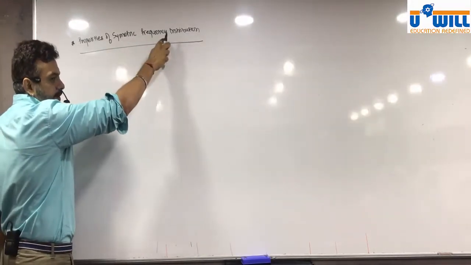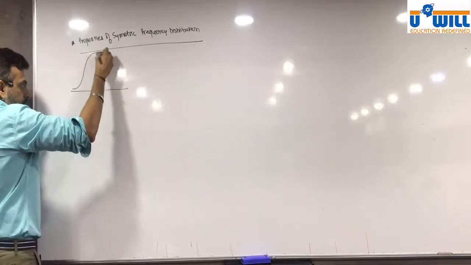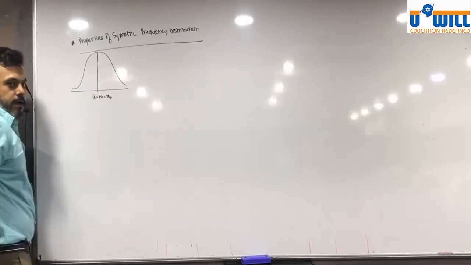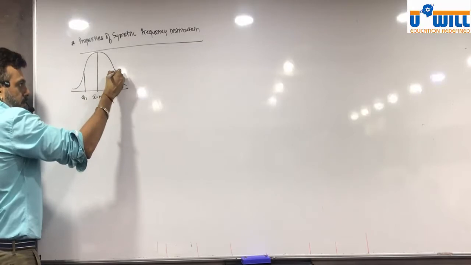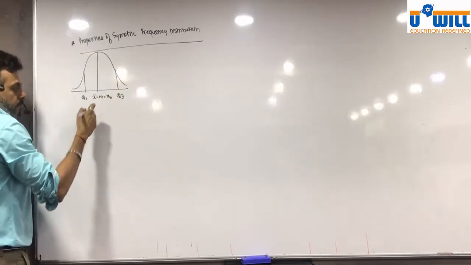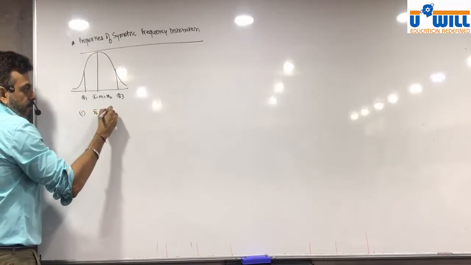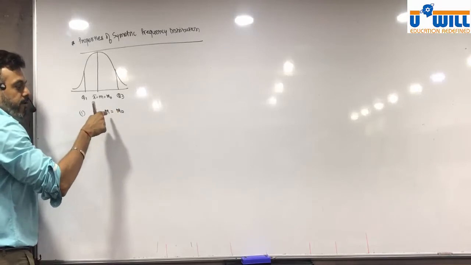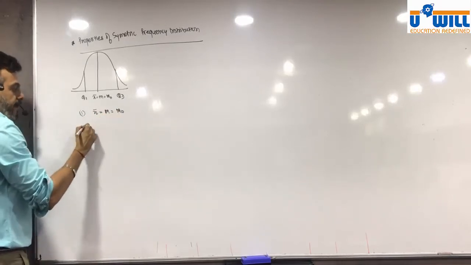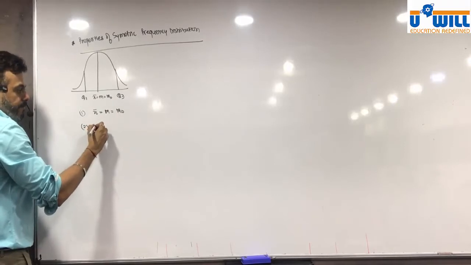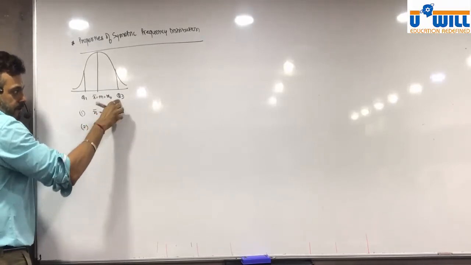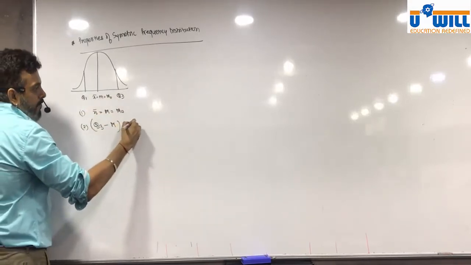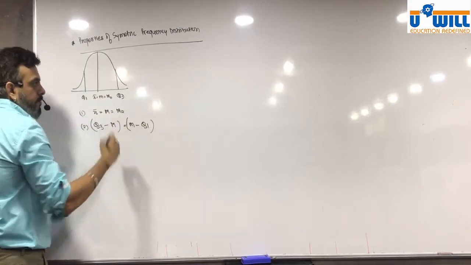Properties of symmetric frequency distribution. Now I'll make a small graph over here. X bar is equal to m is equal to z, or mode, m, q1 and q3. First property is x bar is equal to m is equal to z, or mode. So mean is equal to median is equal to mode. Second, pay attention please. Q3 minus M is equal to M minus Q1.